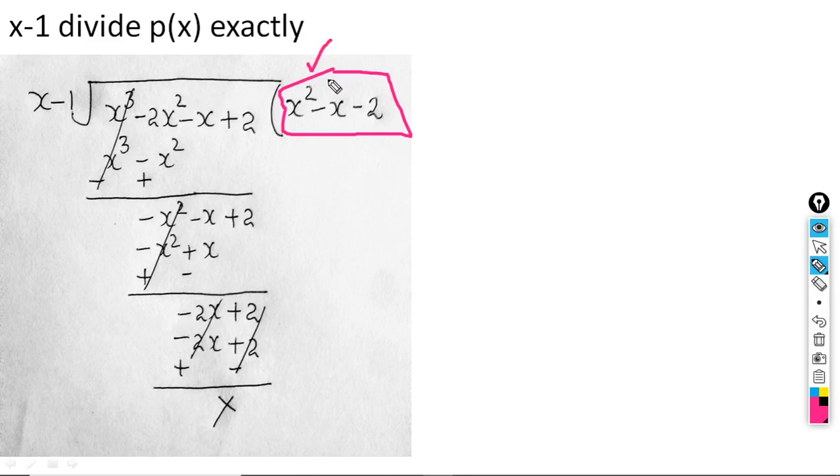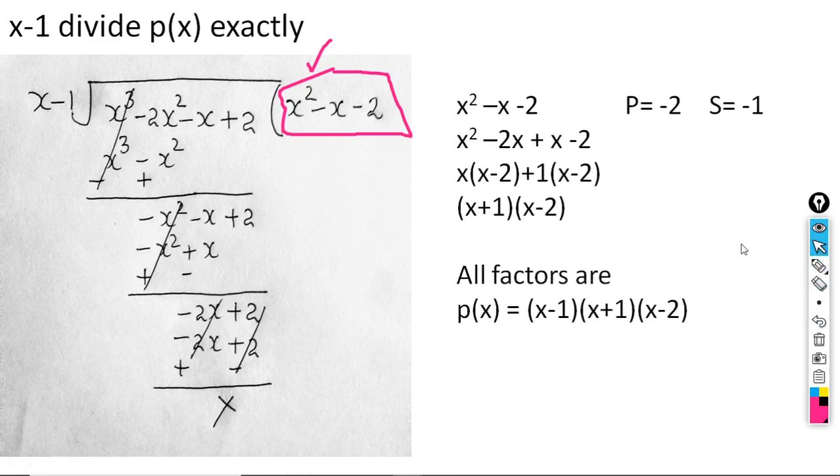This quadratic polynomial has to be factorized, and we know how a quadratic polynomial is factorized. It will be factorized by middle term splitting, as we discussed in the previous video. So in the next step, we factorize this polynomial x square minus x minus 2. Here the product is minus 2 and the sum is minus 1. As you know from middle term splitting, the possible split is minus 2x plus x minus 2. Taking common, we get the factors x plus 1 and x minus 2.